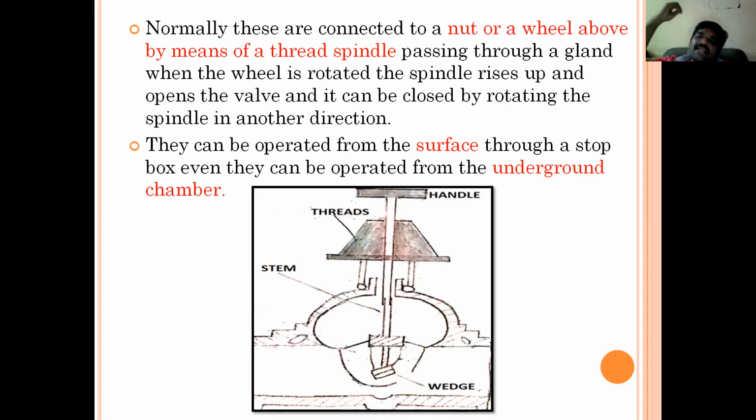One handle will be there. So by using that handle, the flow can be diverted either from the surface or by introducing it into the underground chamber. See, normally these are connected to a nut or wheel above by means of a threaded spindle passing through a gland. When the wheel is rotated, the spindle raises up and opens the valve. This is a wedge, and if it opens, the flow will continue, and if it closes, the flow will be diverted. This is what sluice valves are about.